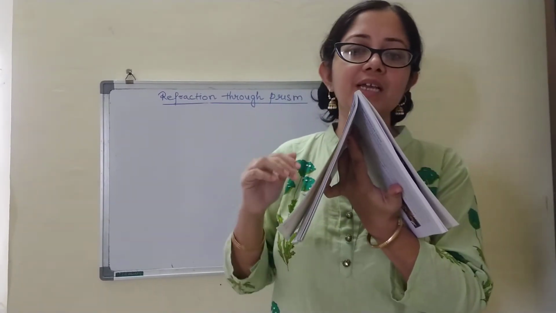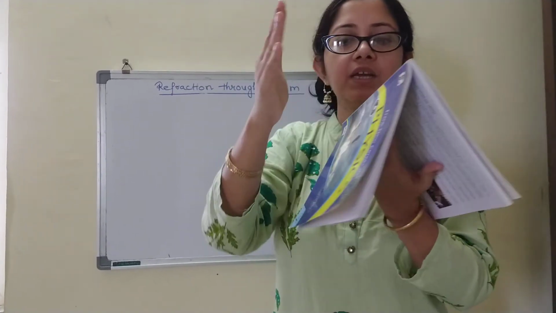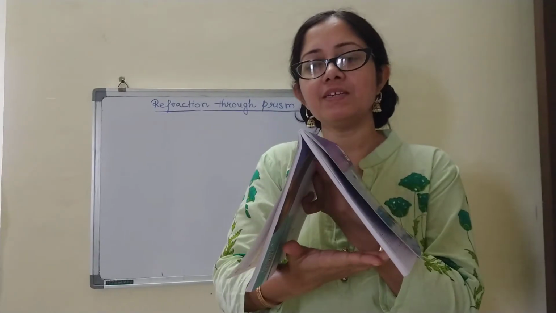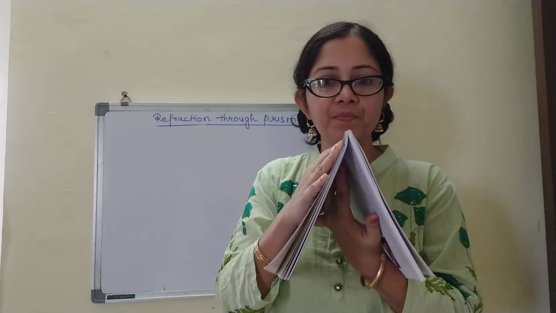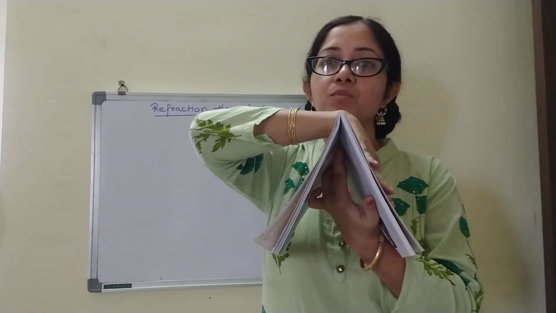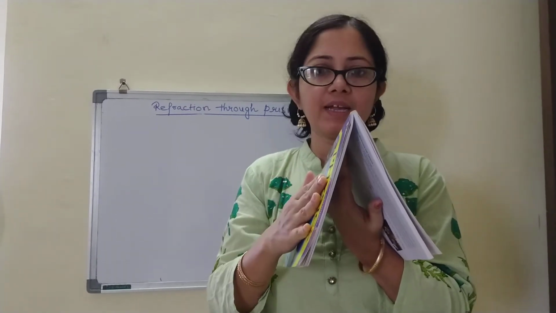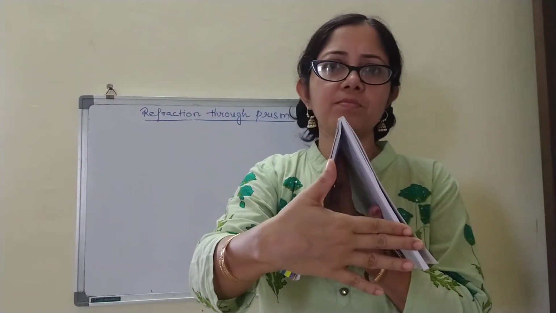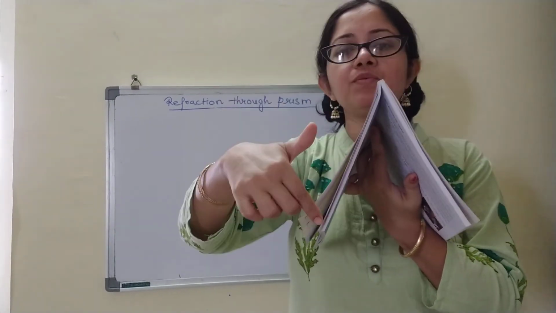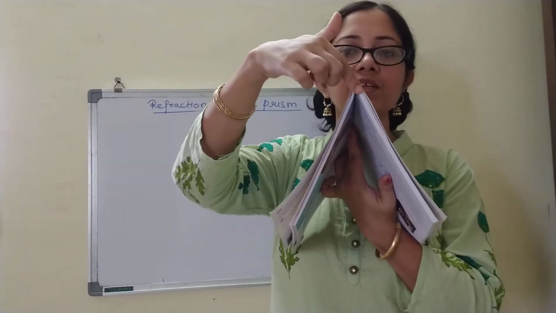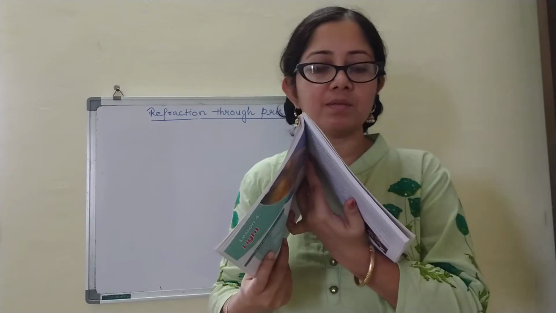But first we will see how many surfaces it has. 1, 2, 3, 4 and the base 5. So total 5 surfaces for this prism. However, these two are the most important where we are going to study the refraction of light. This is of not much consequence. However, the angle between these two refracting surfaces is called the angle of prism, which is of great importance. We are going to learn about it.